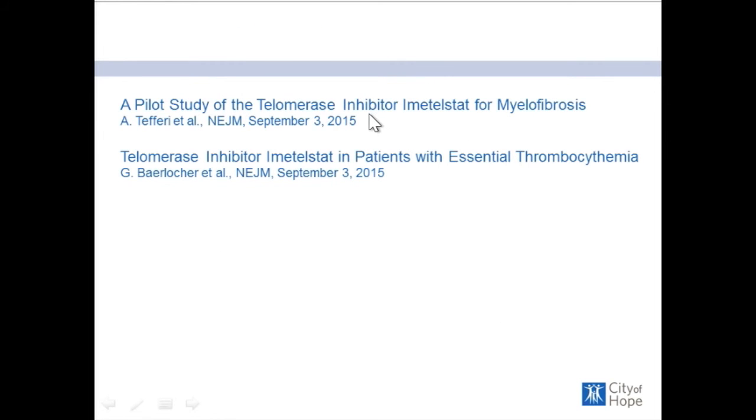And there were two reports just recently in the New England Journal, one with the treatment of myelofibrosis. This is the compound Methylstat, and also in essential thrombocytopenia, showing the benefits of these inhibitors. David Snyder at City of Hope was one of the lead authors on this report.